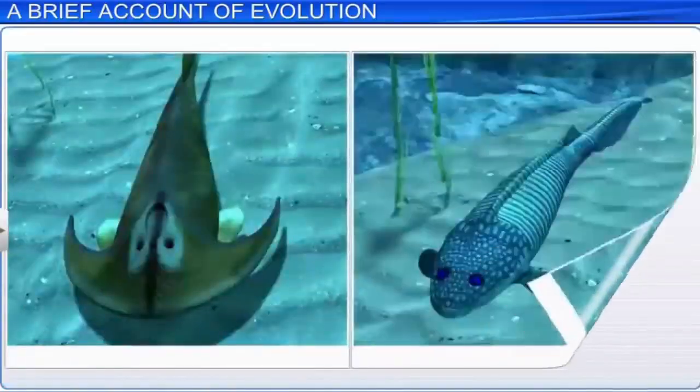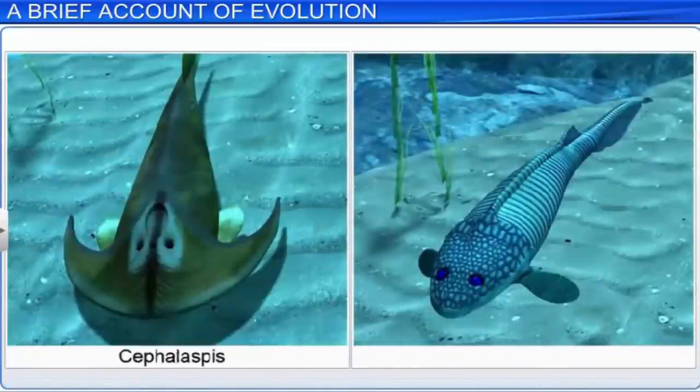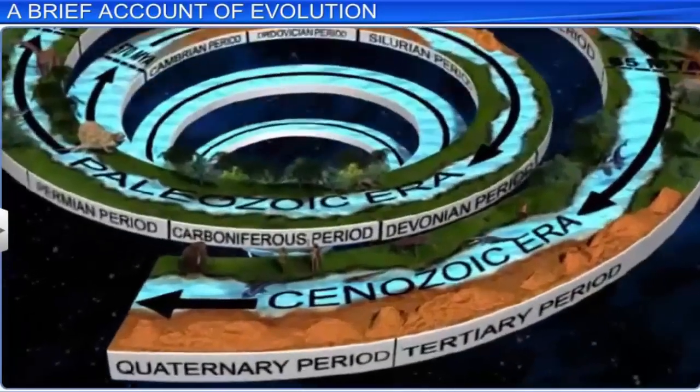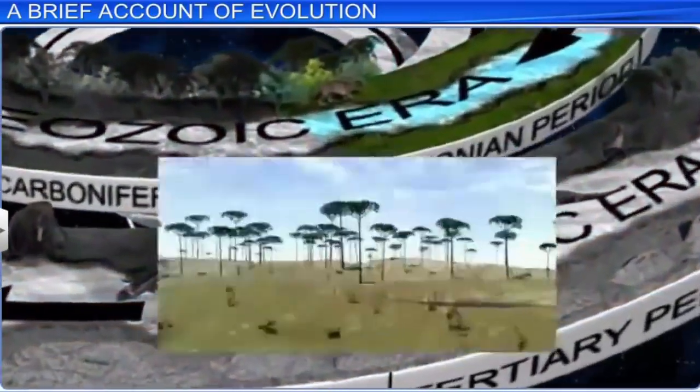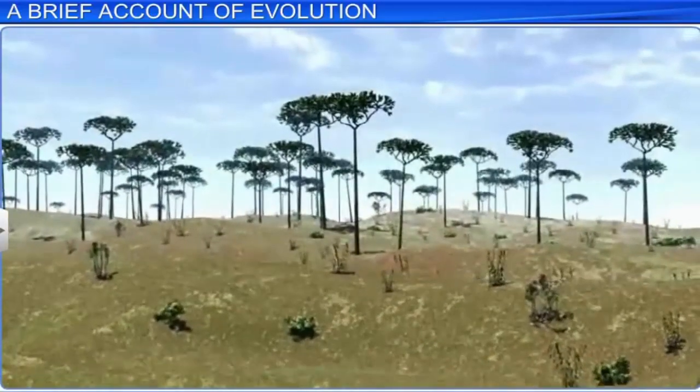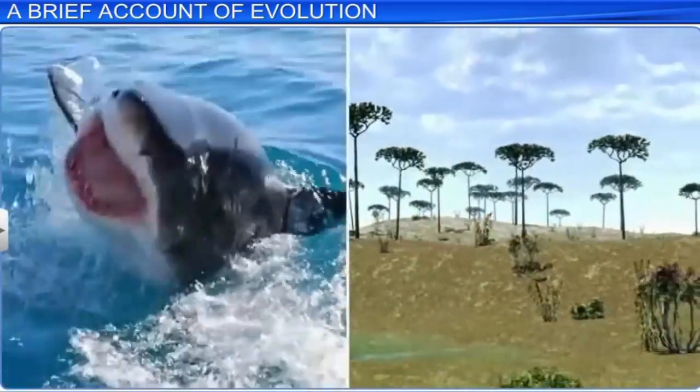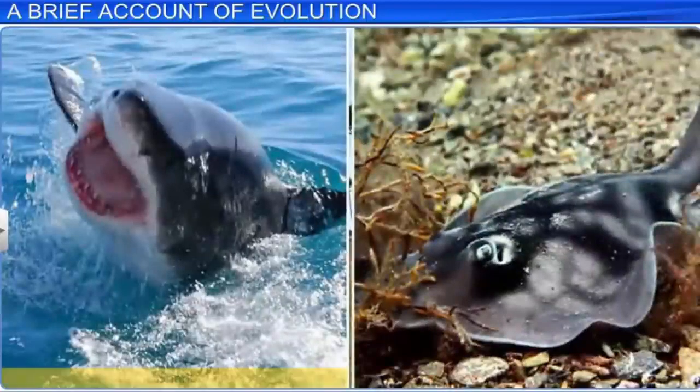For example, Cephalaspis and Hemicyclaspis. Next came the Devonian period, in which plants grew in profusion and covered a large part of the Earth. This period also witnessed a rapid evolution of fish such as sharks and rays.